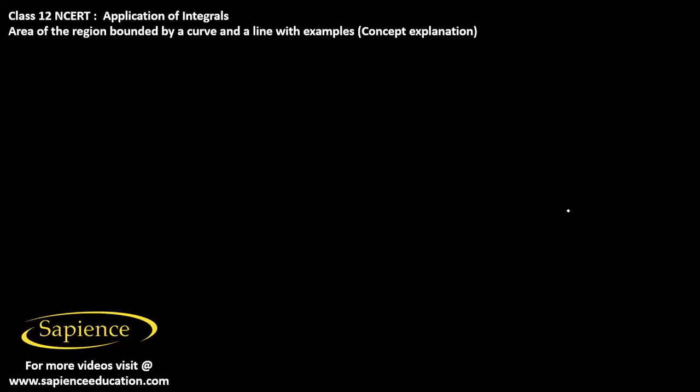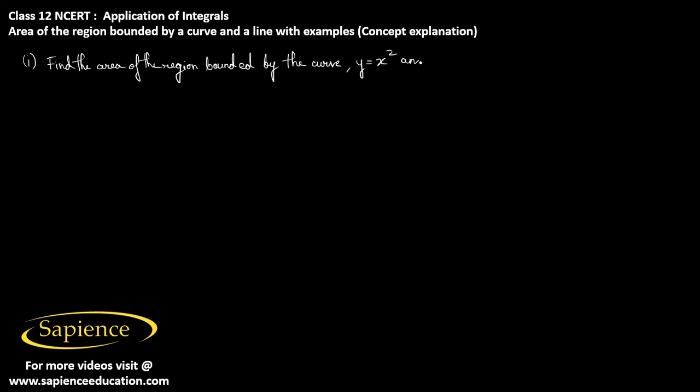Okay, so here we need to explain how to find the area of the region that is bounded by a given curve and a straight line. Suppose one question is given, that is: find the area of the region that is bounded by the curve y equals x square and the line y equals 4.